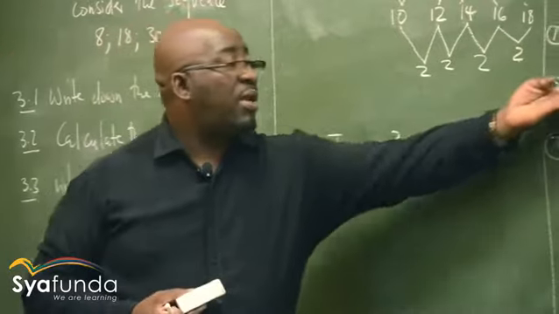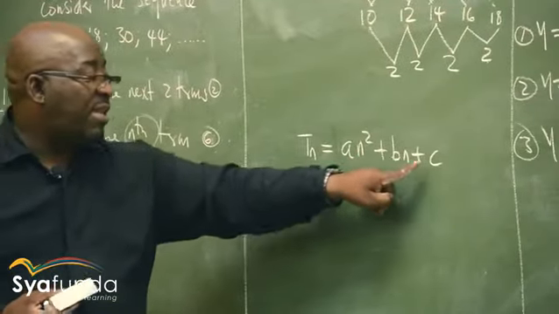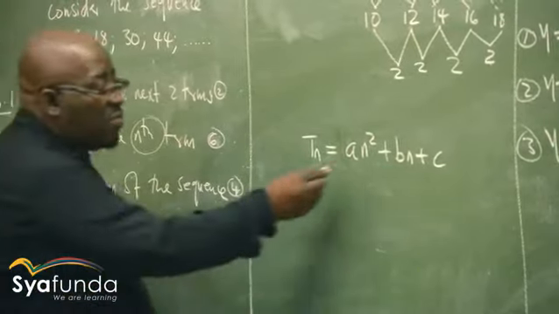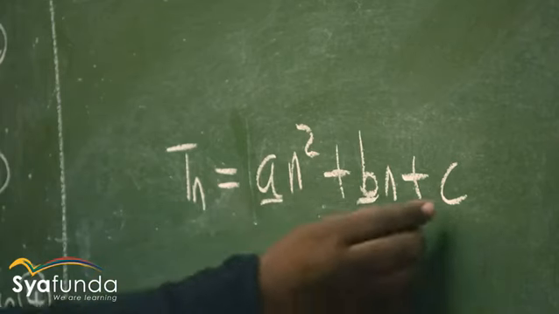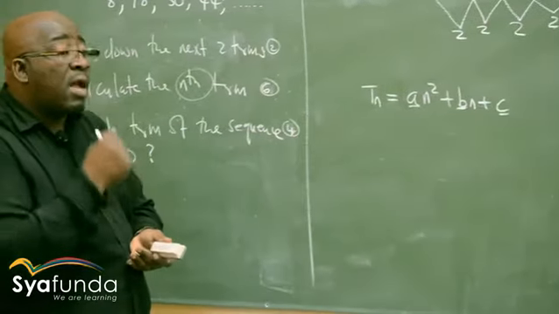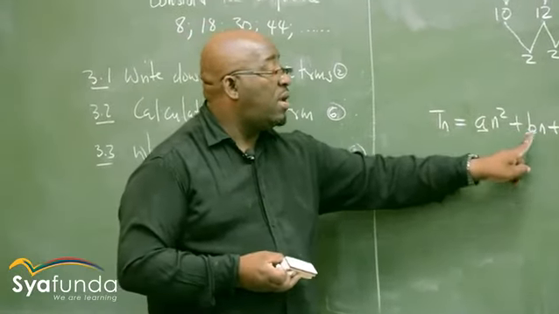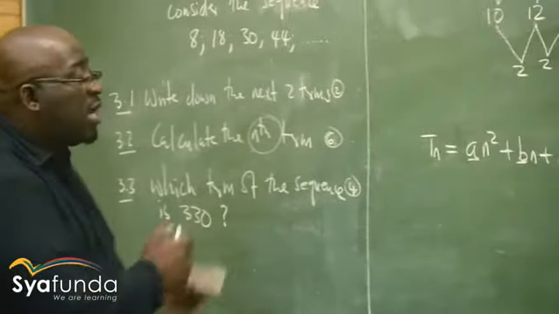You can see that this one is the same as this one. It is an squared plus bn plus c. So we want to find a, b, and c, which gives us the nth term. That's exactly what we're looking for. Now, the key becomes, how do you find a, how do you find b, and how do you find c? Let's work it up here.